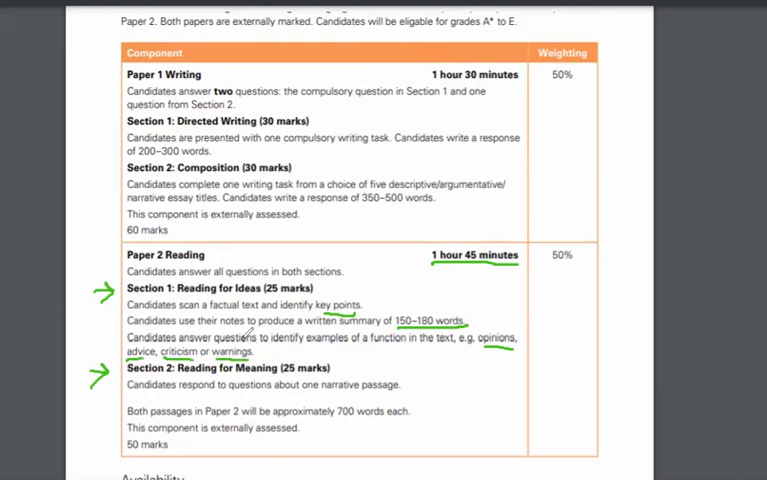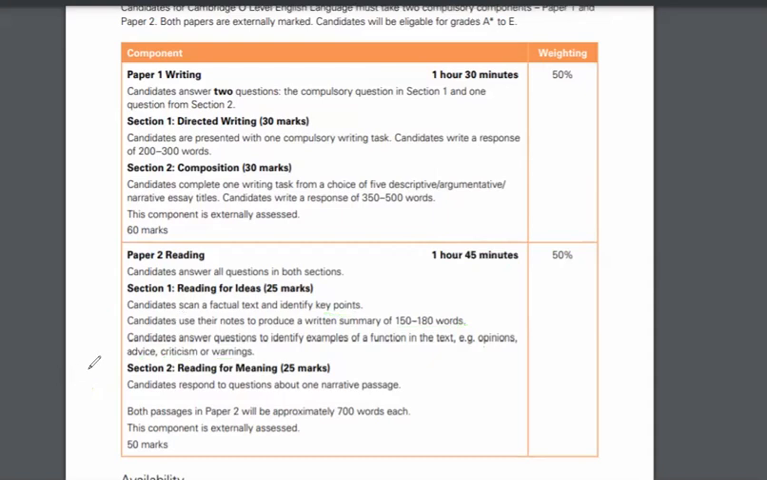Okay, so your first portion is to scan the text and take down notes. Then, using the same notes, you're going to write a summary. And at the end, the third part of this section will be that based on the factual text, you will either have to write down opinions, advice, criticism, or warning, whichever will be required from the text.